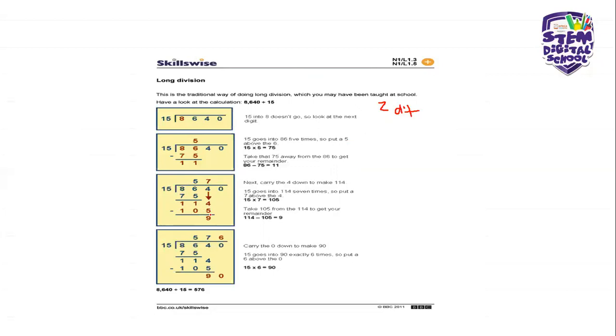114 minus 105 is 9. I bring down the 0. 90 is a multiple of 15. So 15 into 90 goes 6 times. 6 times 15 is 90. 90 minus 90 is 0. So my final answer is 576.